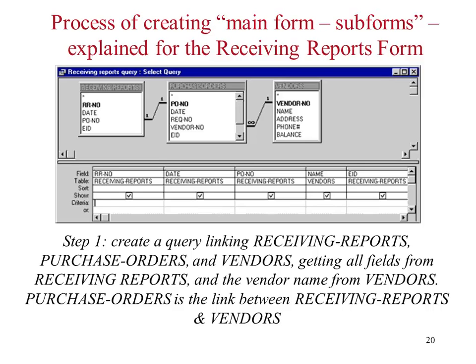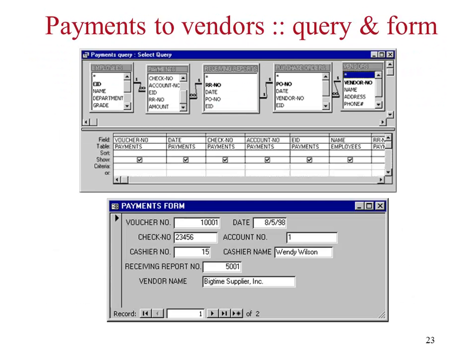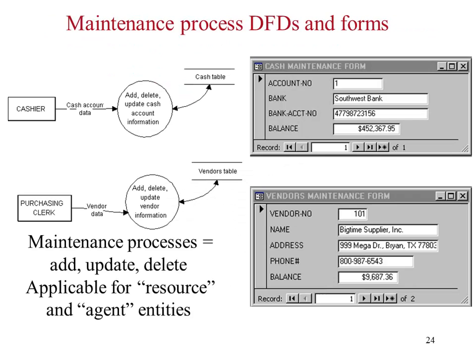So here is an example of a query, right? We won't spend a lot of time on this. There's another query I'll show you. These are forms for maintenance processes. For each resource and agent, you should maintain each resource and agent, and for that reason we create a form for maintenance, right? You may want to add a record, delete, or modify a record. You do those things through forms.